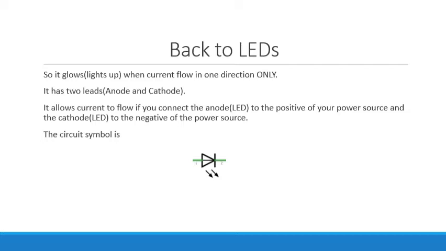How can you connect an LED in the forward bias direction? It's simple. You connect the anode of your LED to the positive of your power source, and the cathode of your LED to the negative of the power source.